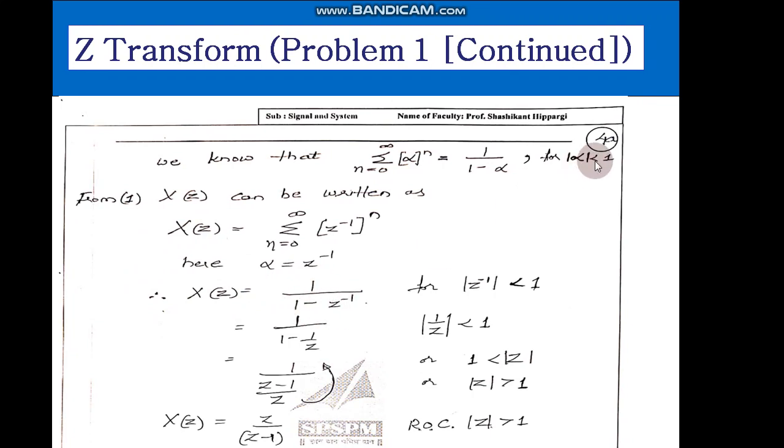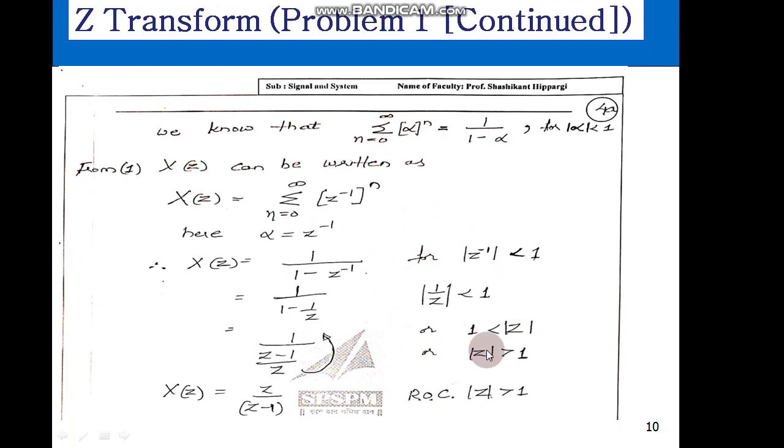The condition is alpha should be less than 1. Alpha is z raised to minus 1, so z raised to minus 1 should be less than 1. If I try to solve this part, this will give me the ROC. Z raised to minus 1 is less than 1 means 1 divided by z is less than 1. If I take z to the RHS, z multiplied by 1 becomes z itself. So z must be greater than 1. Magnitude of z must be greater than 1.